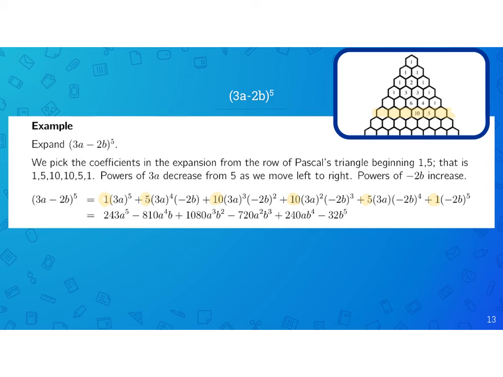And then the last step to go from here to here is to evaluate each term. So 3 to the exponent 5 is 243 times 1 is 243. 3 to the exponent 4 is 81. 81 times 5 times negative 2 is negative 810. Be careful with your negatives. 3 to the 3 is 27. Negative 2 to the 2 is positive 4. So 27 times positive 4 times 10 is 1080.